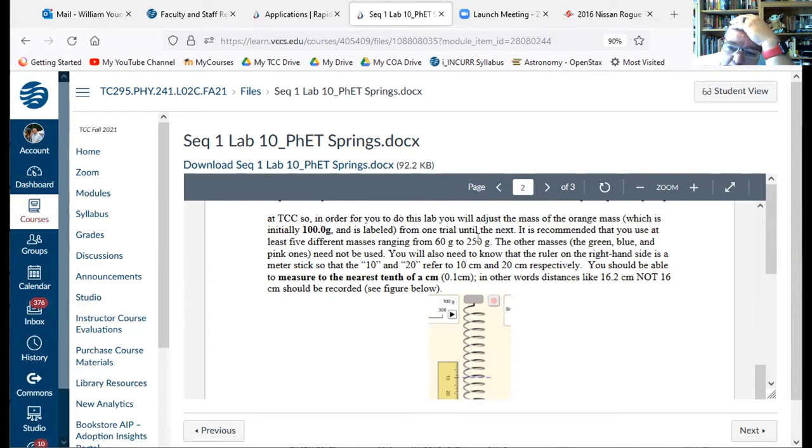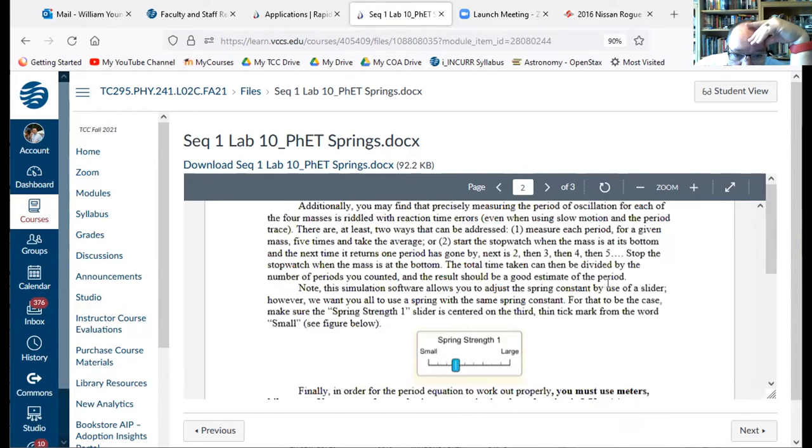You also need to know that the ruler on the right hand side is a meter stick, so that 10 and 20 refer to 10 centimeters and 20 centimeters respectively. And you should be able to measure to the nearest tenth of a centimeter. In other words, you should get one decimal place on these measurements. Even if you read it as 16.0, you better write down 16.0. This is a capstone lab. You're going to lose harshly if you make those kinds of mistakes this late in the game. So even if it's 16.0, you better write 16.0.